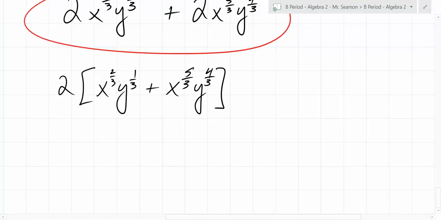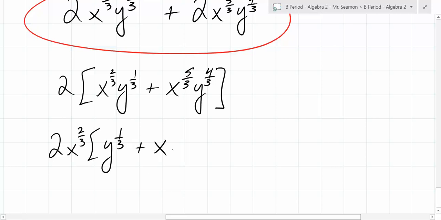So my question to you is, can you do the same thing right here? What power of x can you pull out? 2x to the 2/3, right? Then you get y to the 1/3. What power is x going to be raised to now? It was 5/3, but you pulled out 2/3 of them. So what is it going to be? 3/3.